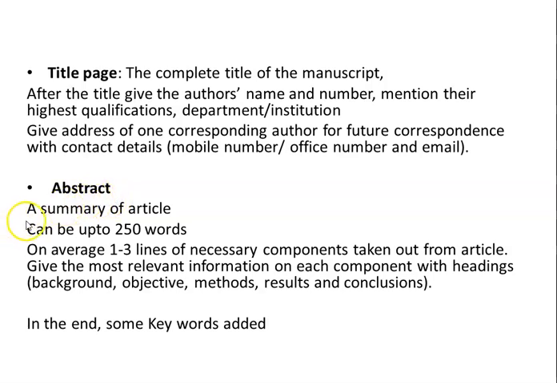Then you write your abstract. In the abstract, you give a summary of your article. Summary can be of 250 words. On average, 1 to 3 lines you give for all the necessary components of your article. And these include your background, your objective, your methods, results, and conclusion. At the end, you write some 4 to 5 keywords.